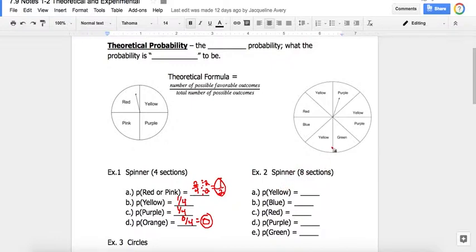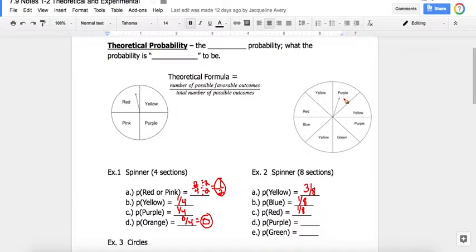Okay, let's look at example 2. Now there's 8 sections. Okay, so now we need to find the probability of yellow. And I see 1, 2, 3 yellows, so that's 3 out of 8. And that cannot be simplified. Probability of blue, I see 1 blue out of 8, so that's 1/8. Probability of red, I see 1 red, so 1 out of 8.